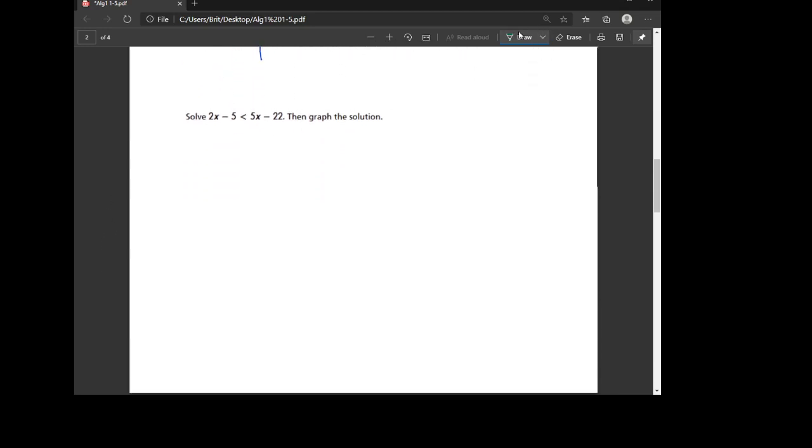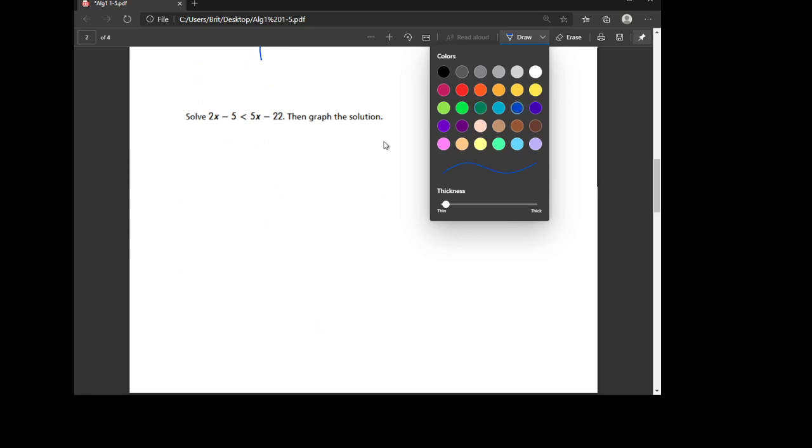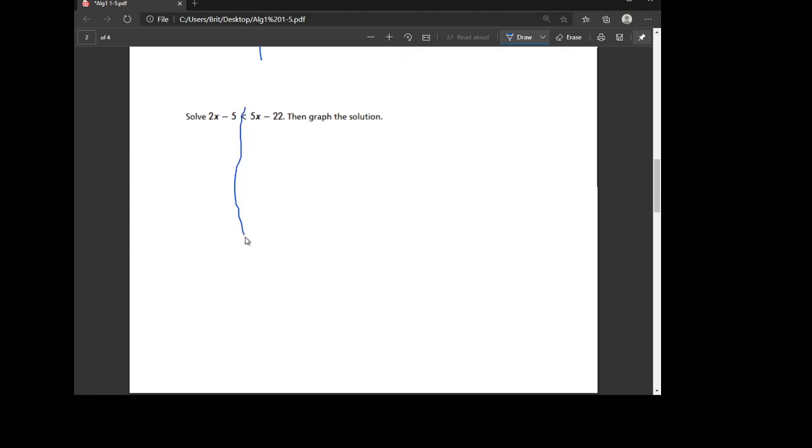Let's try another one. So I'm going to start by drawing my little river. Oof, let's try to make that a little straighter, shall we? That was pretty bad. There we go.